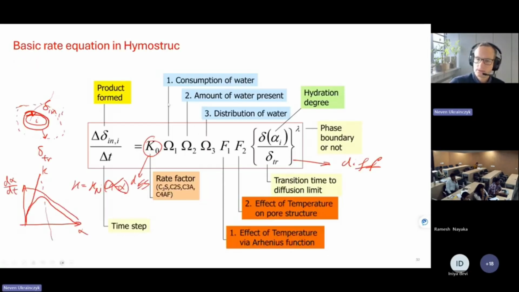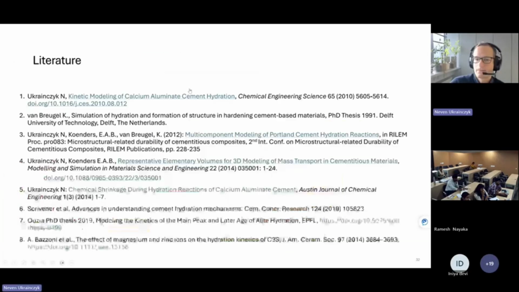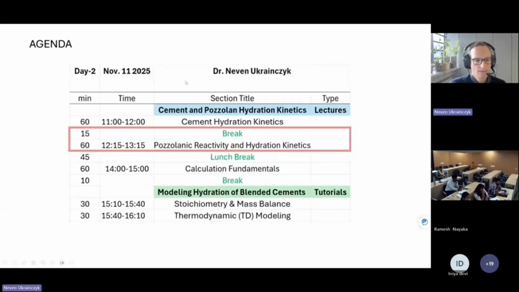You will see these models also in recent literature going back, but don't citing this paper. So that was it. I think we are at 12:40, so we have half an hour before lunch.